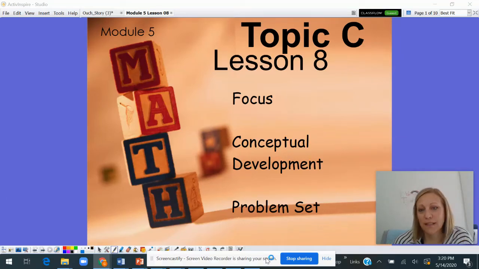Hi, mathematicians. Today we're going to be doing Module 5, Lesson 8 in Topic C. Our focus will be our conceptual development, and then we're going to go ahead and do our problem set.